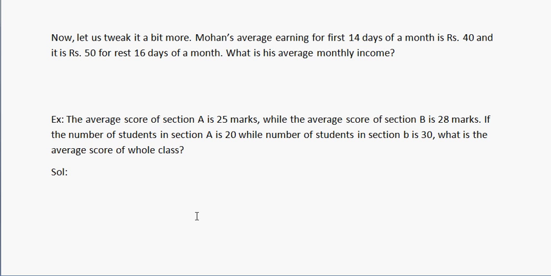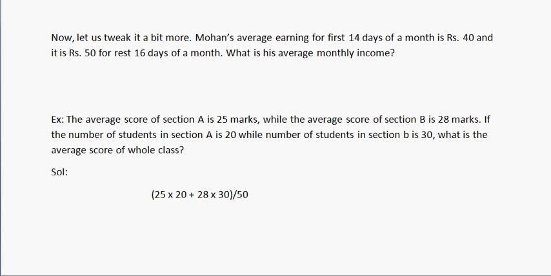So let's do it. It says that section A's average score is 25, section B's average score is 28. A has 20 students, B has 30. What is the average of the whole class? So the average of the whole class would be the sum of observations, which is 25 into 20 plus 28 into 30, divided by the total observations. So total observations are 50, right?